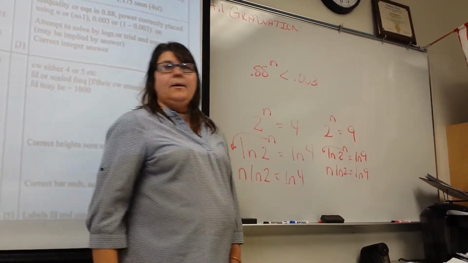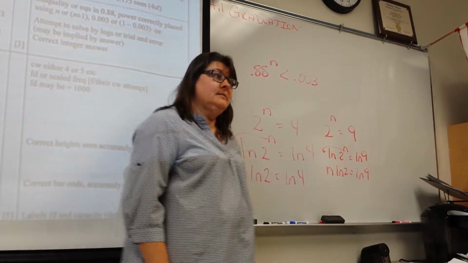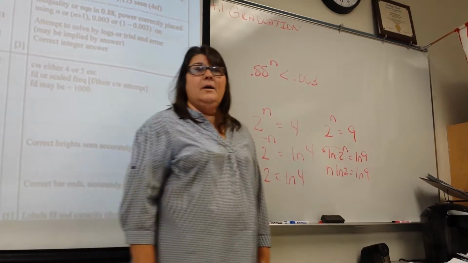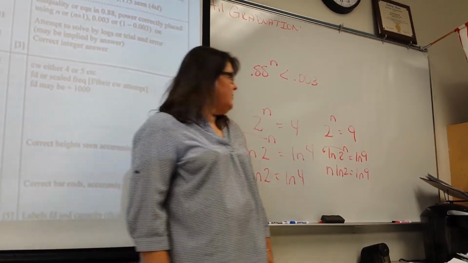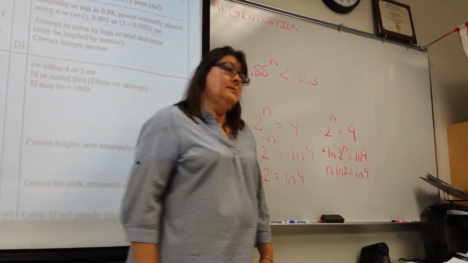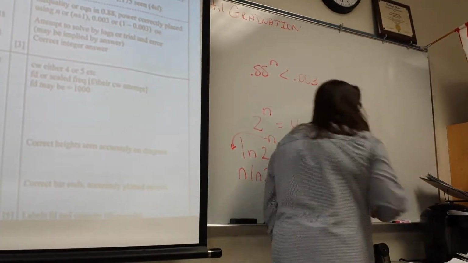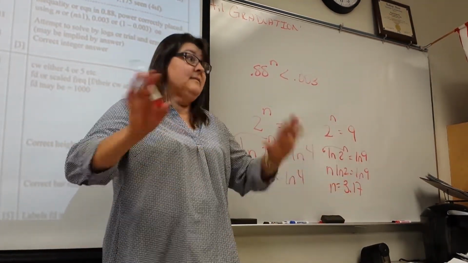2 to the what power is 9? Well, 2 to the third power is 8, and 2 to the fourth power would be 16. So it's a little bit more than 3, like 3 point something. 3.17. So n is 3.17, which is not a bad thing for you to know how to do when you go to take these tests.